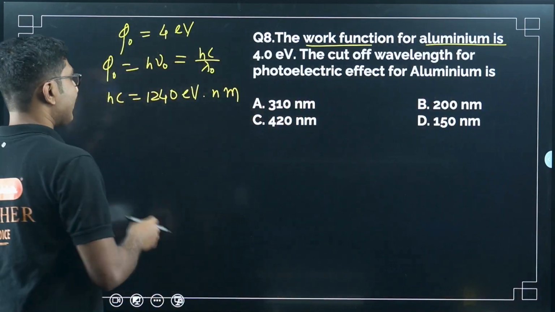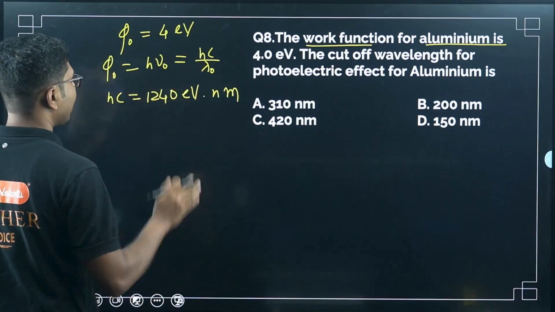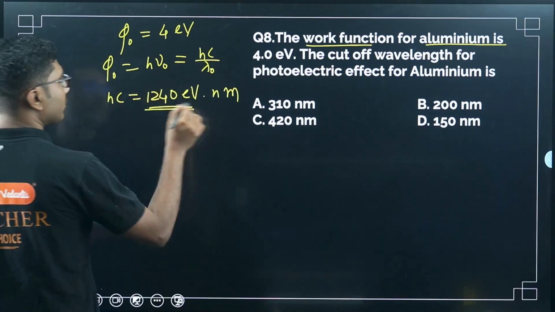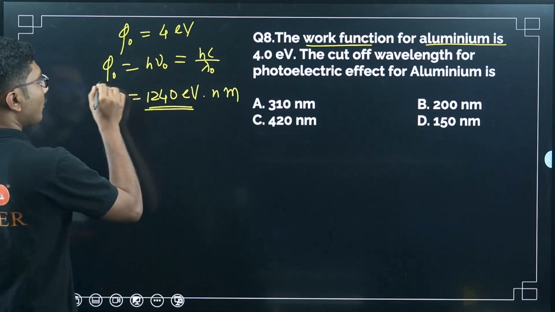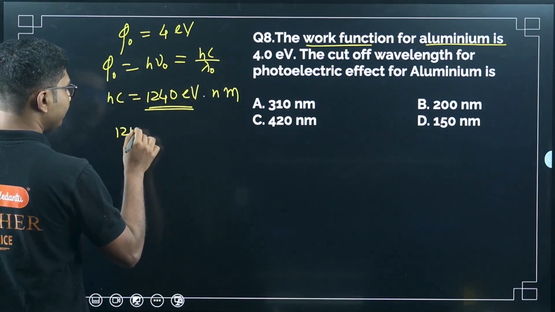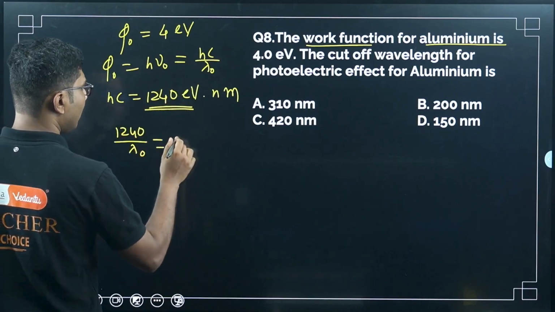So what will happen? You will get your answer exactly in the unit that you are looking for. So this is one of the very easy ways to solve this question. This is the shortcut that you have to remember. So phi naught is hc by lambda 0. So hc is 1240 by lambda naught equals 4 eV.